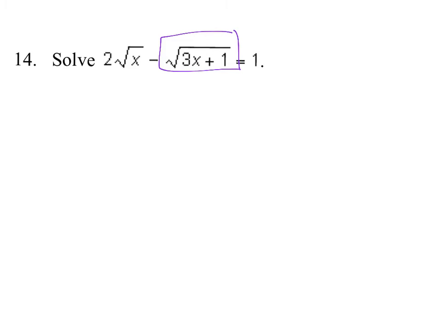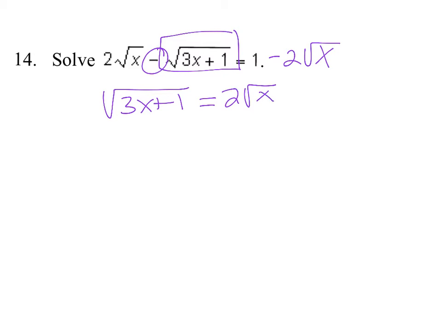So I'm going to subtract the 2 root x. But notice this still has a negative on it, so I'm going to have to get that over there too by multiplying through by negative 1. So I'm going to end up with 3x plus 1 equals. Now that negative 1 means I'm going to flip all my signs. So I've got 2 root x minus 1. Had to flip my signs. All right, now I'm going to square both sides.